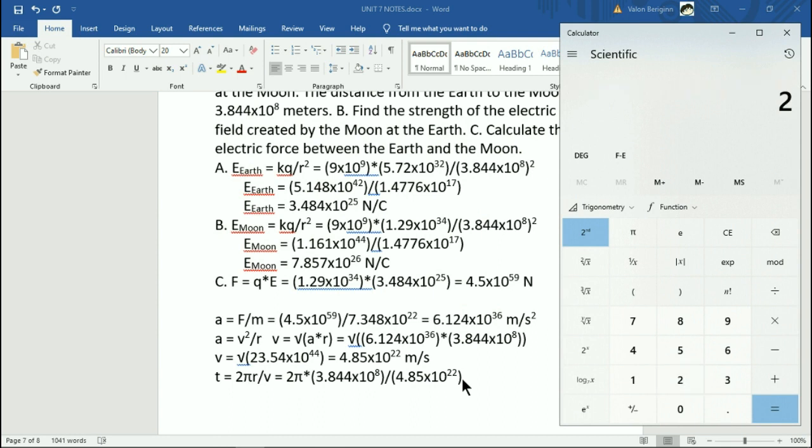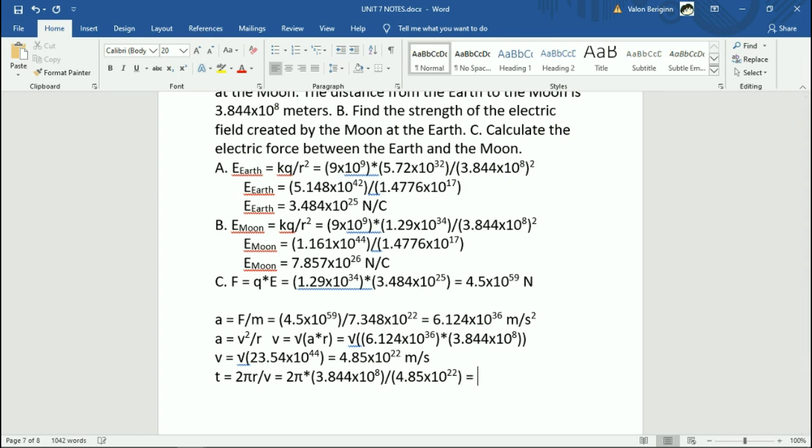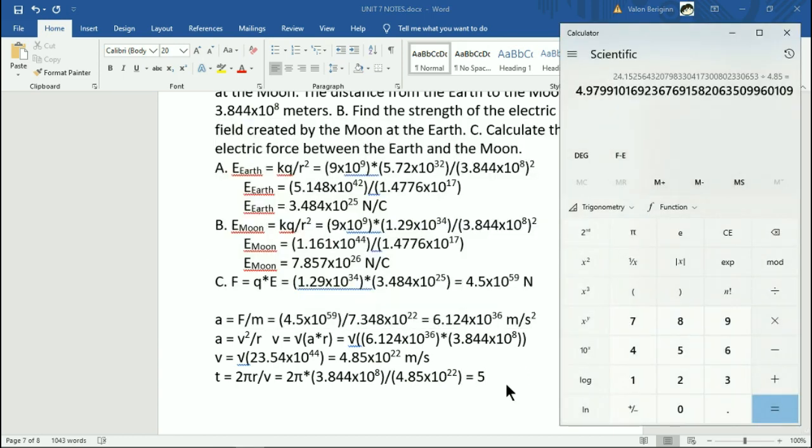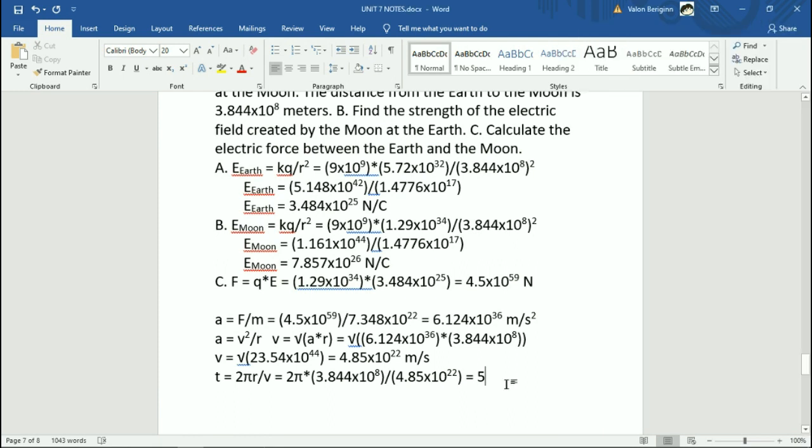And you get, okay, so 2 times pi times 3.844 divided by 4.85. Okay, that's basically 5. So that gives you 5. And then we have 10 to the 8 divided by 10 to the 22, which is 10 to the negative 14, so 5 times 10 to the negative 14 seconds.